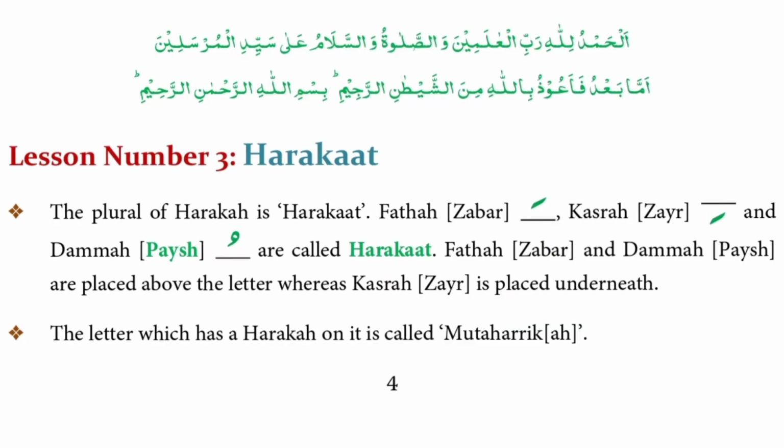Next rule. The letter which has a haraka on it is called mutaharrik. That means any letter, whether it is alif, ba, jim, dal, any letter that has zabar, zair or pesh on it is called mutaharrik. For example, if the letter ba has zabar on it, so the letter ba is mutaharrik. If the letter jim has pesh on it, so jim is mutaharrik. And let's see the examples.